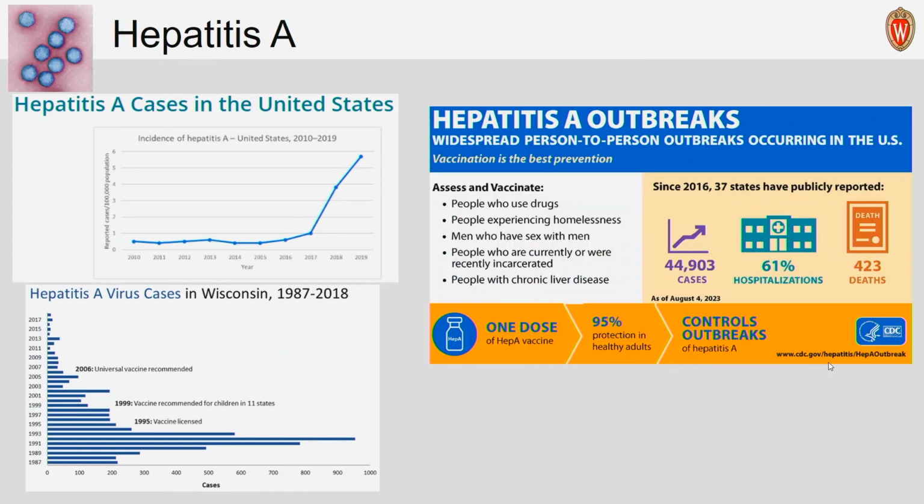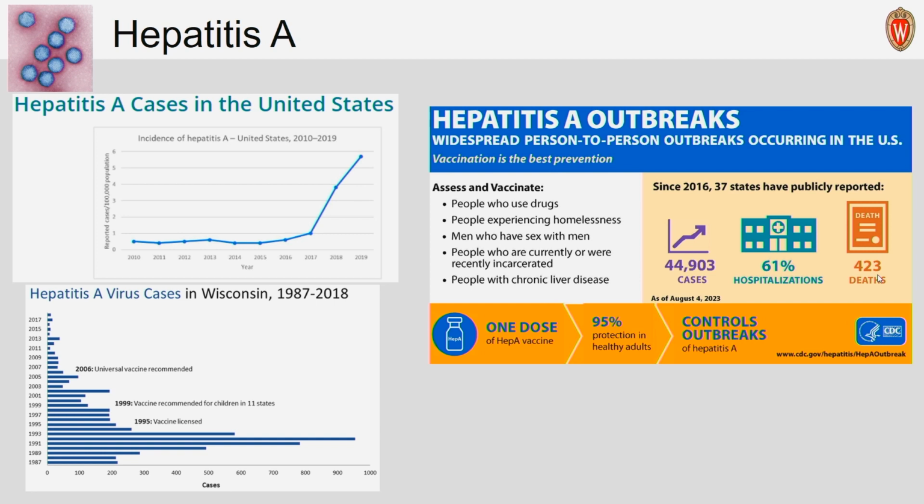Hepatitis A is one within the United States that we have seen a real jump in over the past couple of years. It causes quite a few outbreaks. In just the past year, we've had nationally over 44,000 cases, 61% hospitalizations, and 429 deaths, which is really sad to think about when this is a completely preventable disease with vaccination.